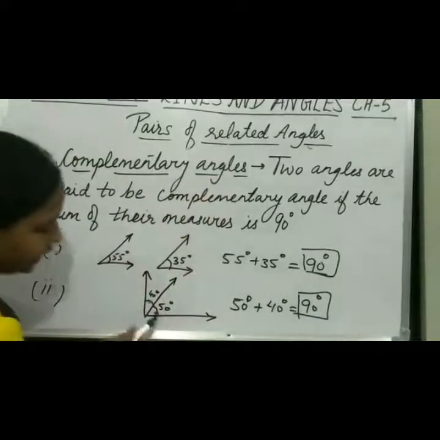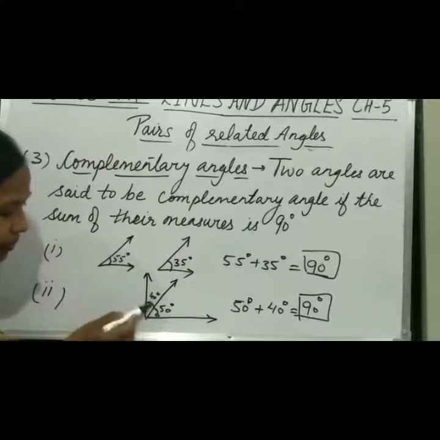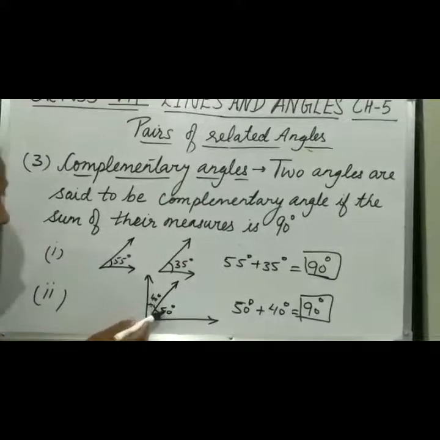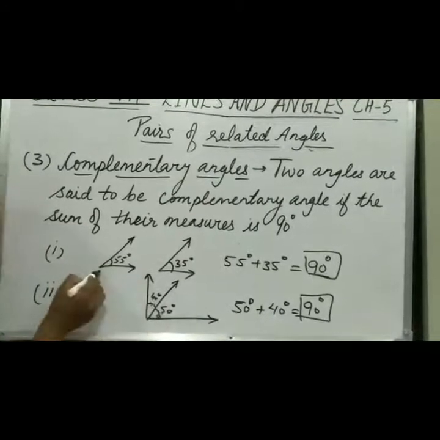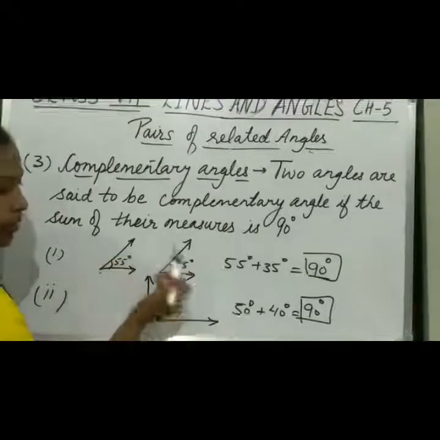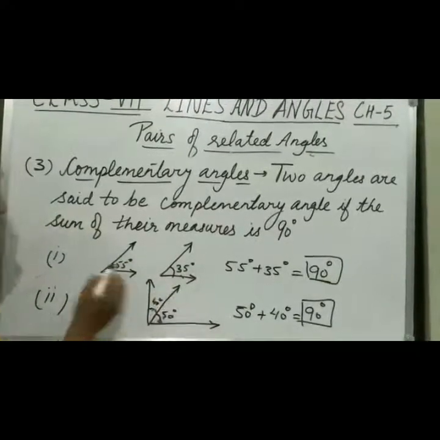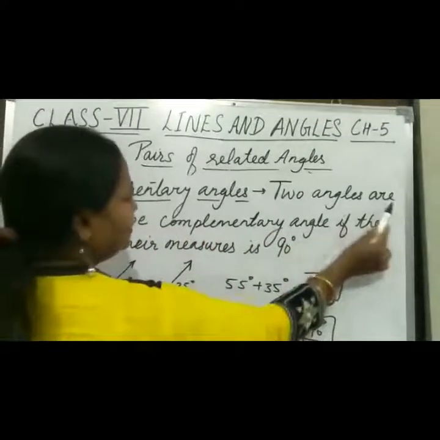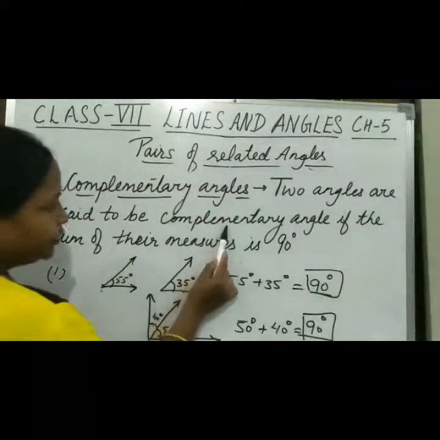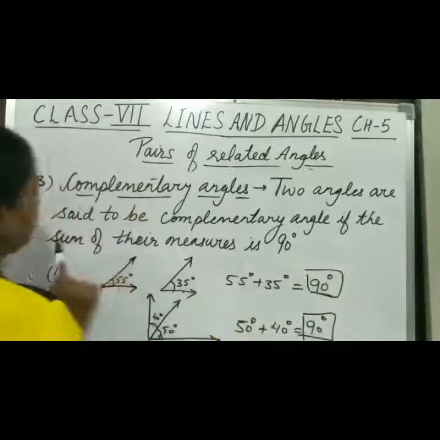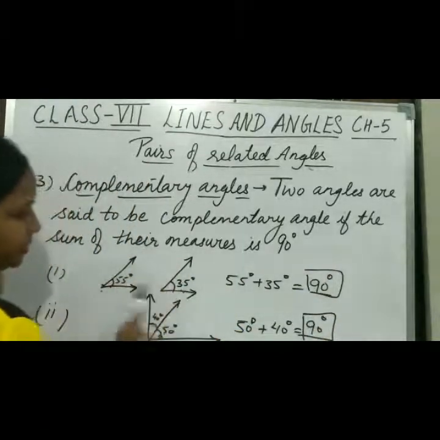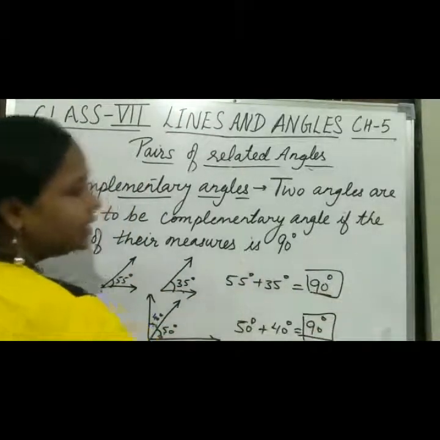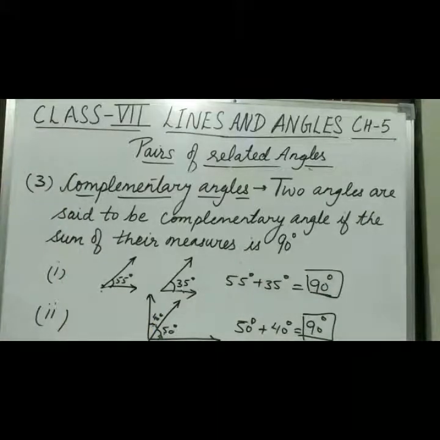You can say that this angle is the complement of this angle and this one is the complement of this angle. Same way in this case also, this one is complement to this and this one is complement to this. Now comes the definition. Two angles are said to be complementary angles if the sum of their measures is 90 degrees. Now this is clear to you. Move to the next topic.